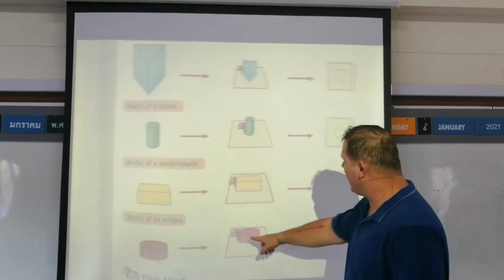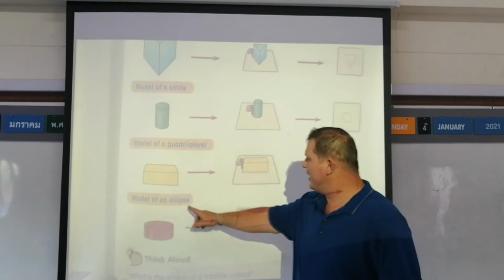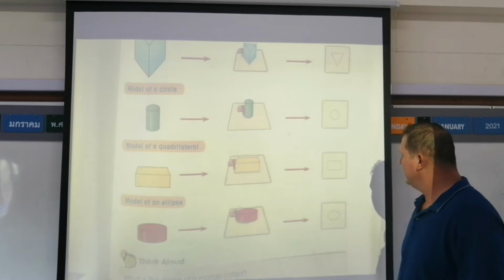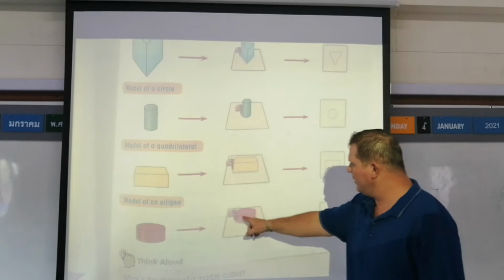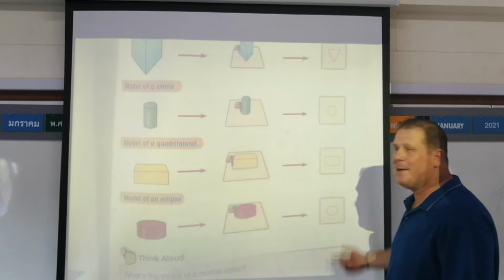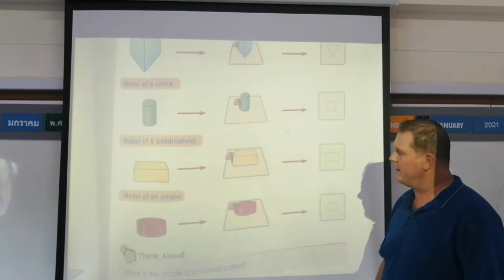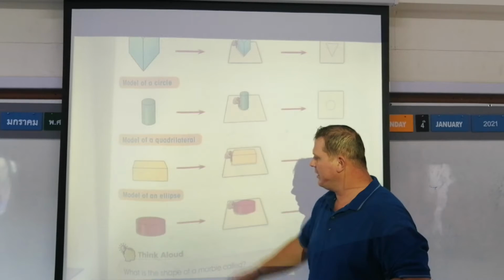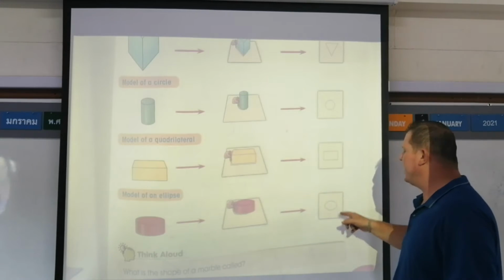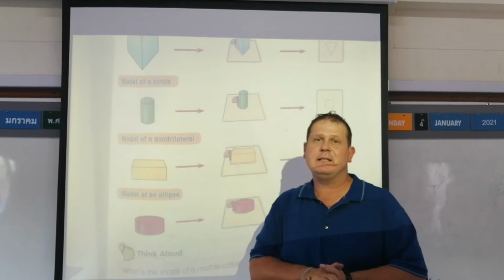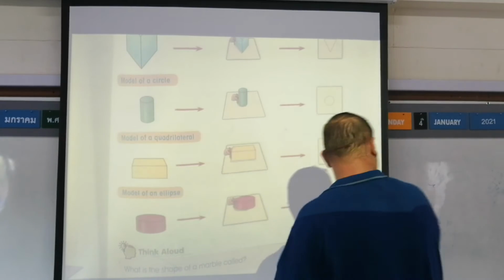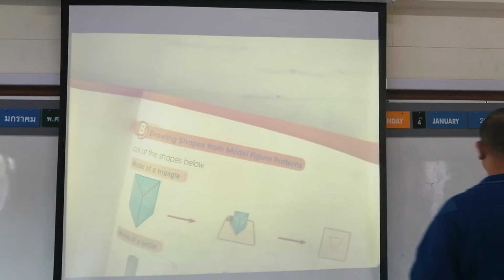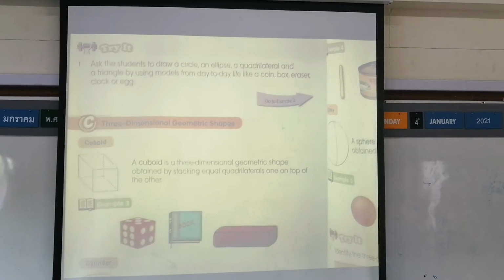Right, and this one, for example, you have a model of an ellipse, right? But when you trace it, it becomes an oval. So when it's a model like this, where you can see three dimensions of it, it's called an ellipse. But the moment we copy it onto the paper, it becomes an oval, all right? Okay, what do we have here?